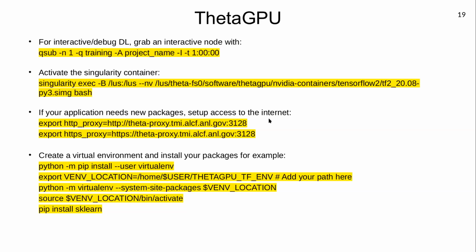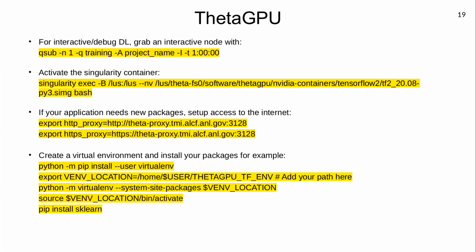And within this container, if you want to install new packages, you just have to export some proxies to get access to the internet. And what you have to do after this is basically use a virtual environment, which you can start using these set of commands over here, within which you can then install a new package. So for example, if you want to install sklearn and it's not available on one of those containers, it might be available. This is just an example. All you got to do is source your virtual environment and install this additional package.